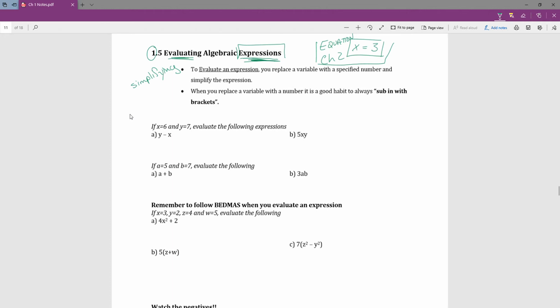So 1.5 is about evaluating expressions, and to evaluate an expression, you replace the variable with a specified number. It's given to you in the textbook or in the notes, and you're then going to do the math to simplify the expression. The key thing with this one, and it seems silly, I'm going to switch colors and put some red around it: when you replace a variable with a number, sub in with brackets.